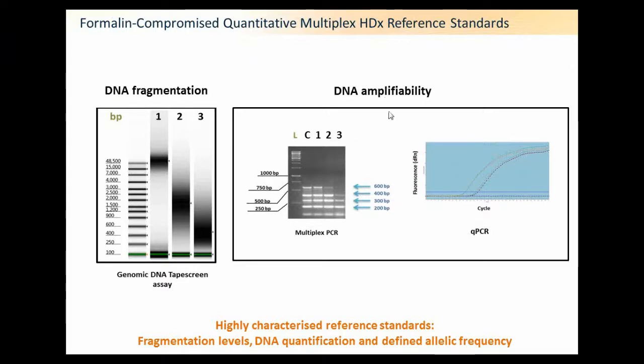Similarly, we've looked at the DNA amplifiability of our products using 2 different methods, the multiplex PCR and a qPCR, where we expect to get reduced amplifiability. And as we expect, number 1 is a DNA sample from non-compromised DNA. We see very nice amplifiable products up to 600 base pairs. Number 2, with a medium intensity formalin compromise, we see that there is a reduction in amplifiability. And number 3, with a severe formalin compromise, we see a massive reduction in amplifiability. And these standards are actually very interesting when you want to challenge your platform and see how good your platform is even when amplifiability is dramatically reduced.